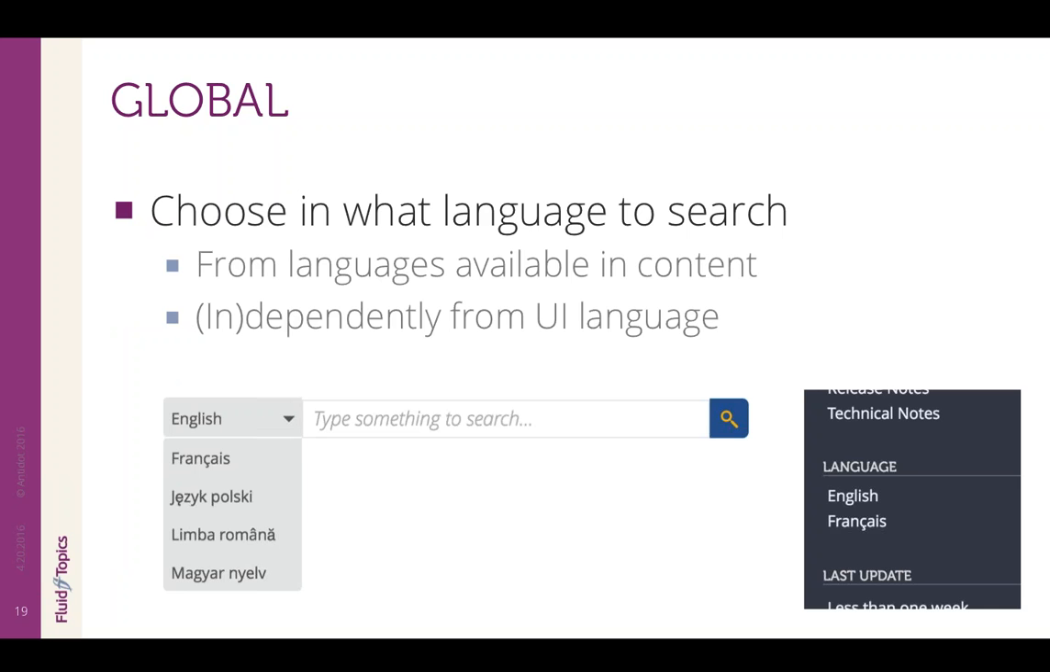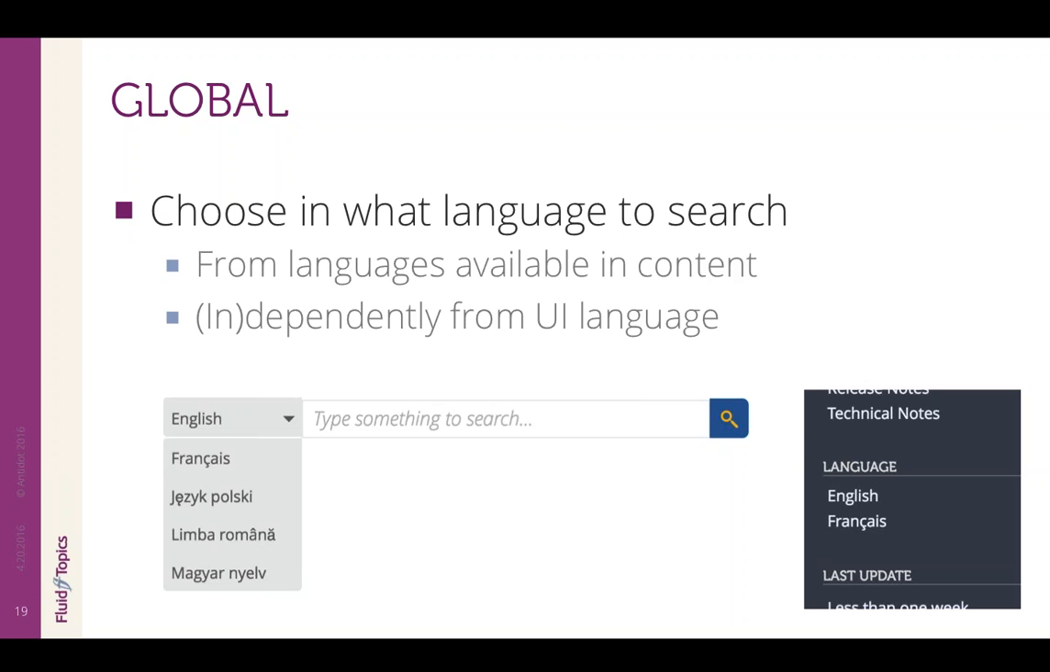If you have content in multiple languages, it's also about defining the search language, not only the UI language. You may have content in only 2 languages, even though you provide the UI in 8 or 10 languages. And there doesn't have to be a relation between the UI language and the content language.